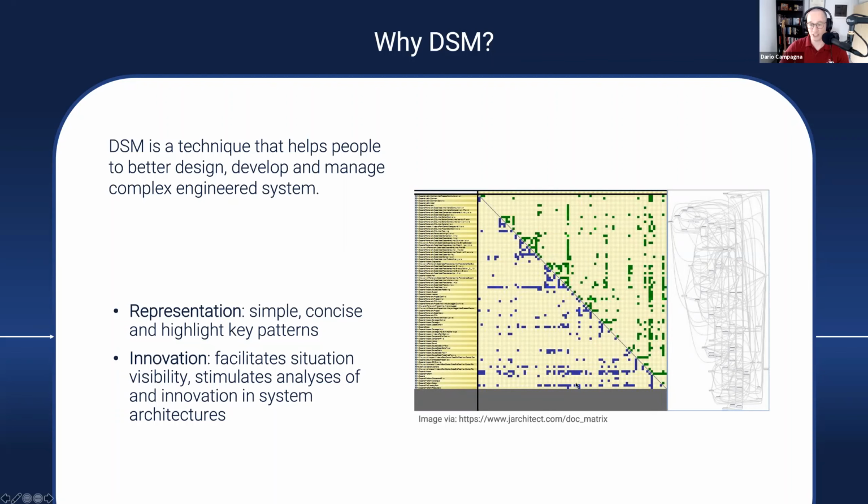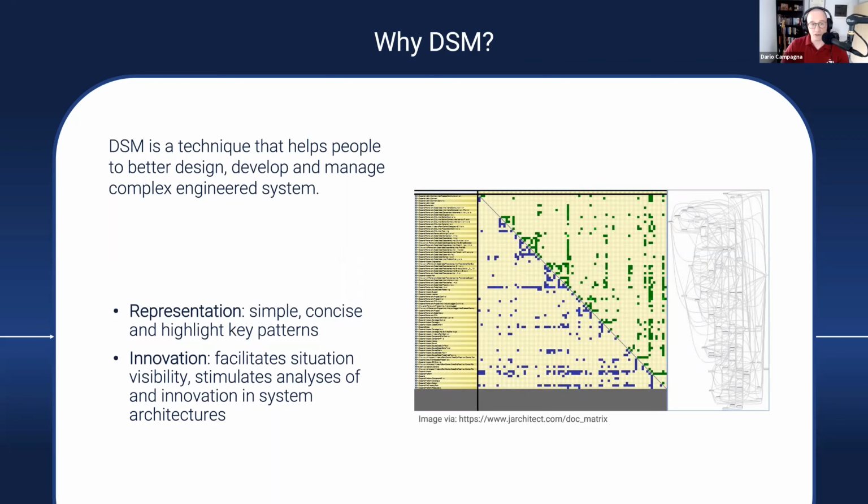And what's interesting about this picture that comes from the documentation of JArchitect is that on the right, we have the same information modeled with the DSM represented in terms of a graph. And this image gives you an idea of what is intended with advantages in terms of representation. And for sure, we can say that in this context, a DSM scales better than a graph to represent dependencies.